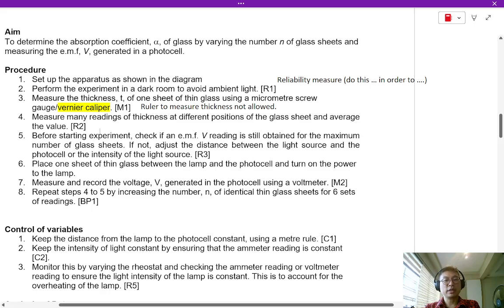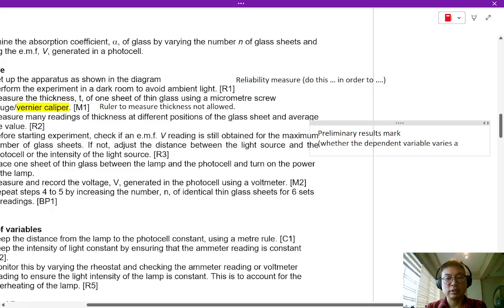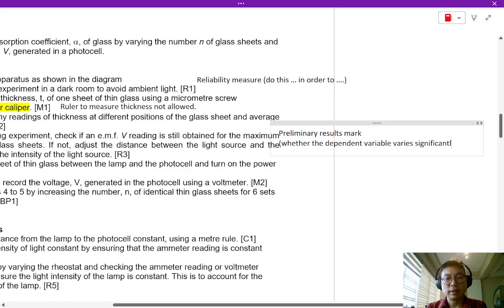Before starting the experiment, check if the EMF reading is still obtained for the maximum number of glass sheets. If not, adjust the distance between the light source and the photocell. This is called the preliminary reading mark. Preliminary testing is basically to see whether the dependent variable varies significantly, or whether it is measurable given a certain independent variable range.